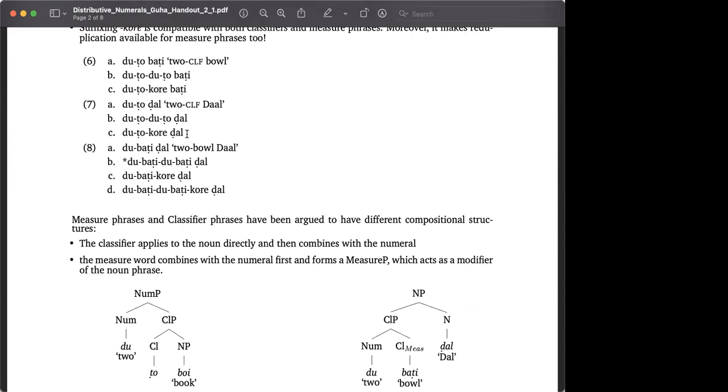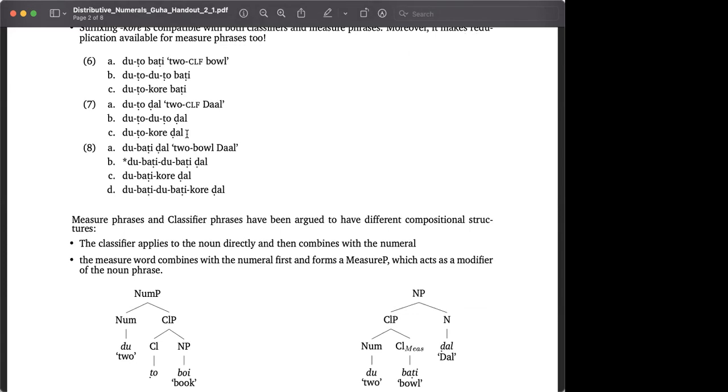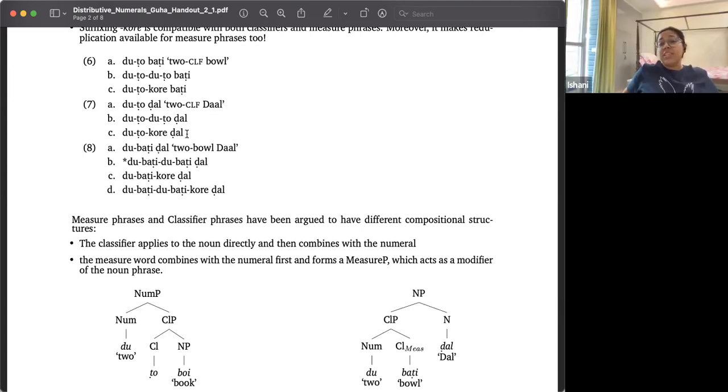Which suggests that your measure phrase is just not at all the same syntactic construction, right? Yes, absolutely. I didn't know that you couldn't do 8B, so that's great data. And this is something that I would like to know if this holds for, let's say, Hindi or Asomiya.